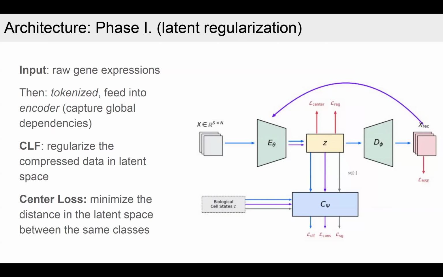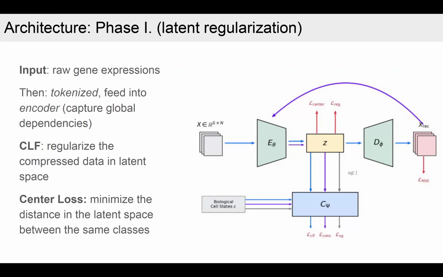So our model consists of two phases. Phase one is where the latent space regularization is happening. It is necessary because otherwise the training might not be that stable. So we need to regularize the latent space. The inputs are the raw gene expression vectors. It can be the perturbed ones or the control ones. It doesn't really matter now.